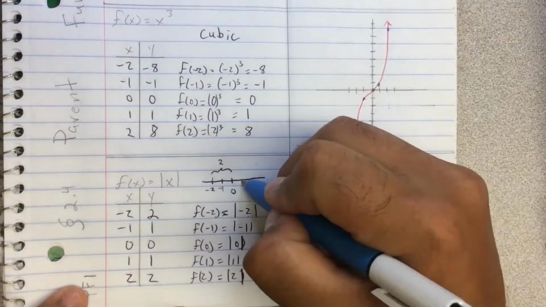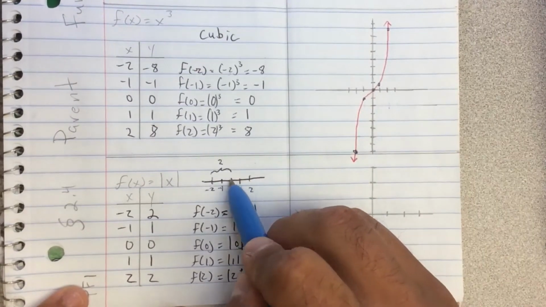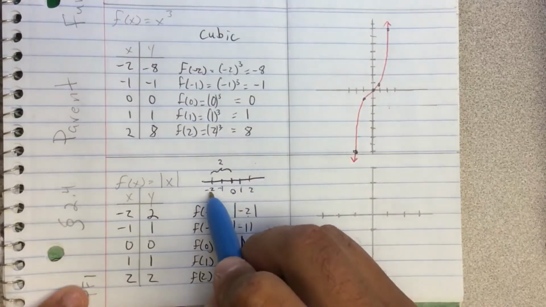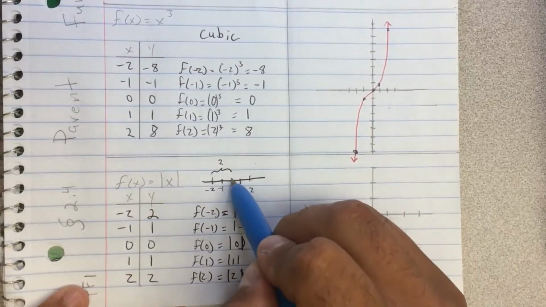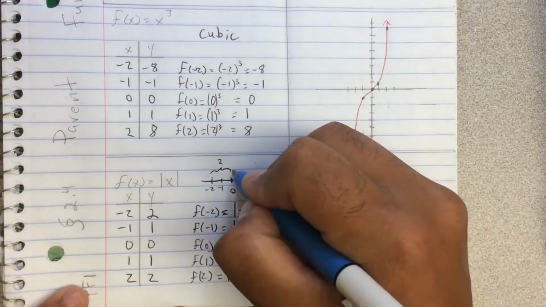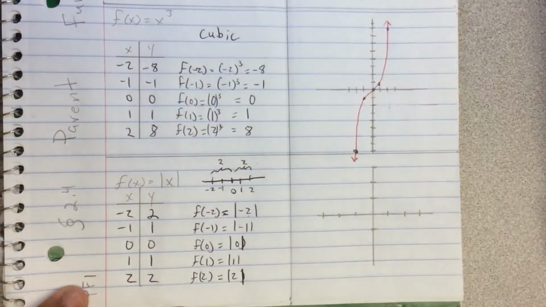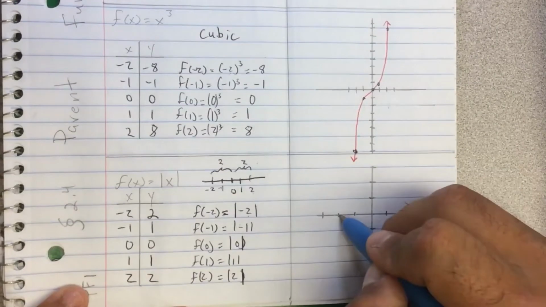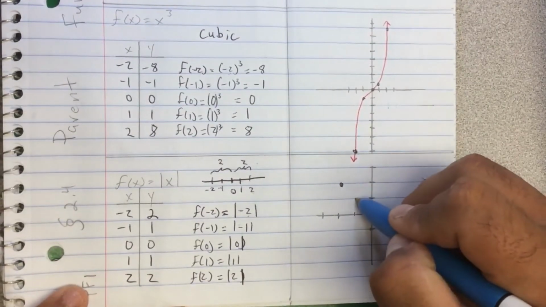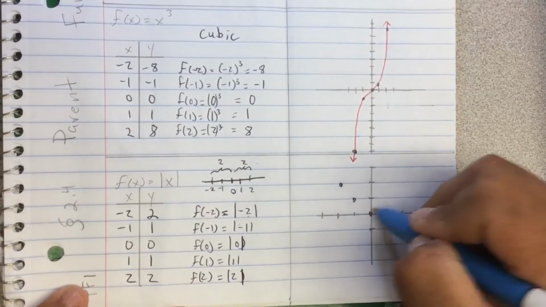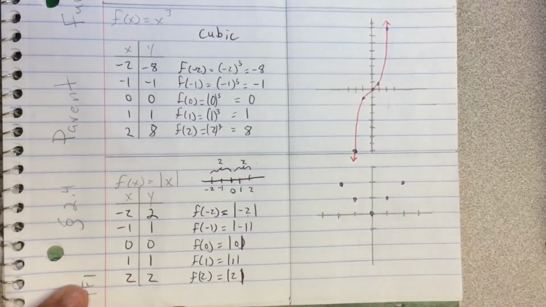Because either way, at 1 or at 2, the distance from here to here is still 1. The distance from here to here is still 2. This is why -2 and 2 have the same answer for absolute value, because the distance here for 2 is the same distance here as well. Okay, now that being said, we can go ahead and graph. So we have our -2 and 2, which is about right there. Our -1 and 1, our 0, 0, our 1 and 1, and our 2 and 2. So this one here would look like this.